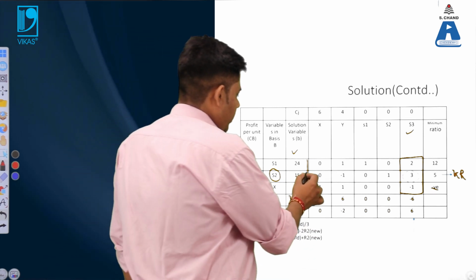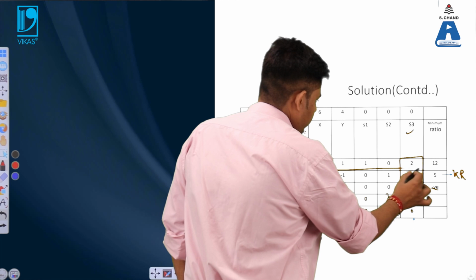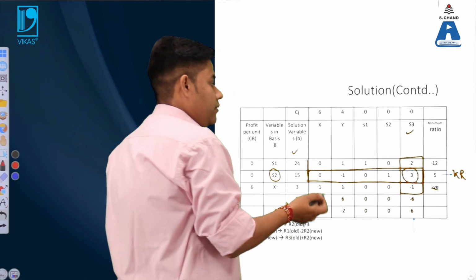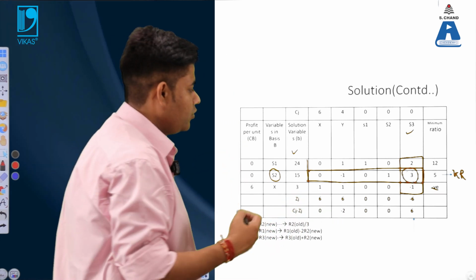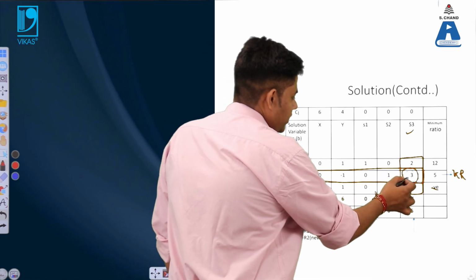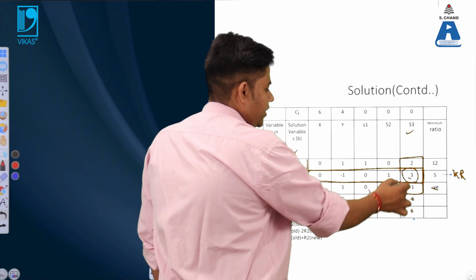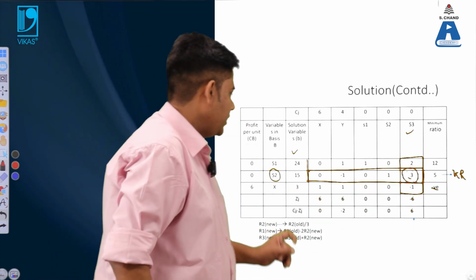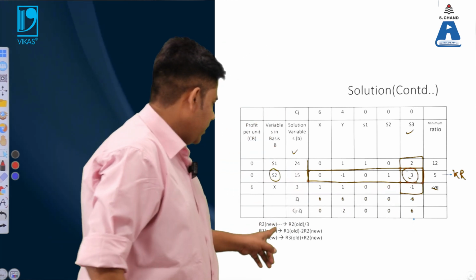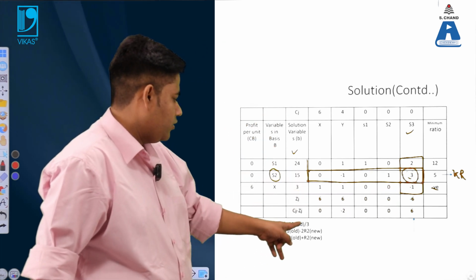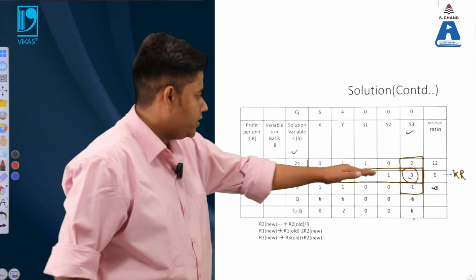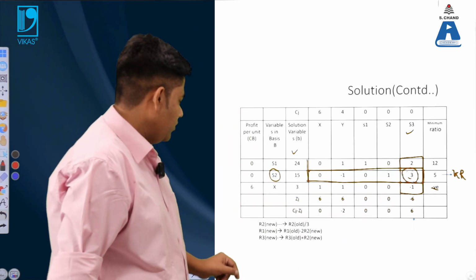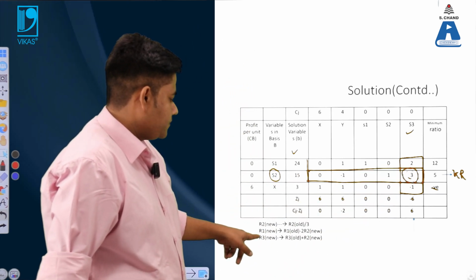Additionally, we have one element which is the intersection of key row and the key column, and that element is this element. This element is called the key element, and the rule says that we have to make this key element 1 and the remaining elements corresponding to this key element 0. So in order to make this 1, I have to divide the entire row by 3. So the operation would be R2 changes to R2 divided by 3. That would be the row operation to make this element 1, and the remaining elements are to be made 0. So I'll apply this row operation.